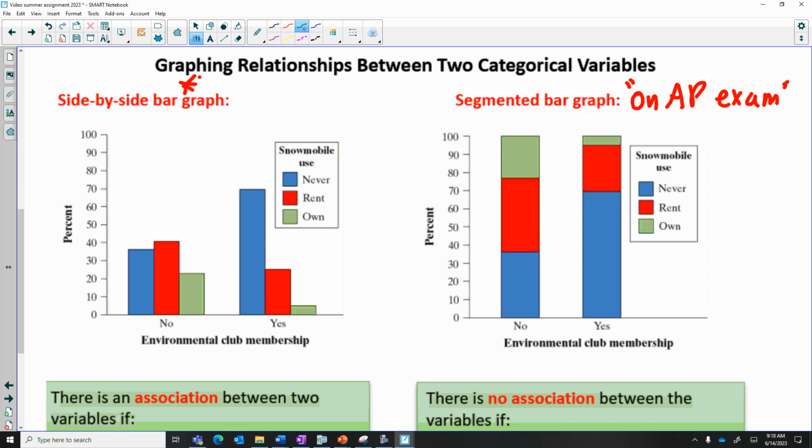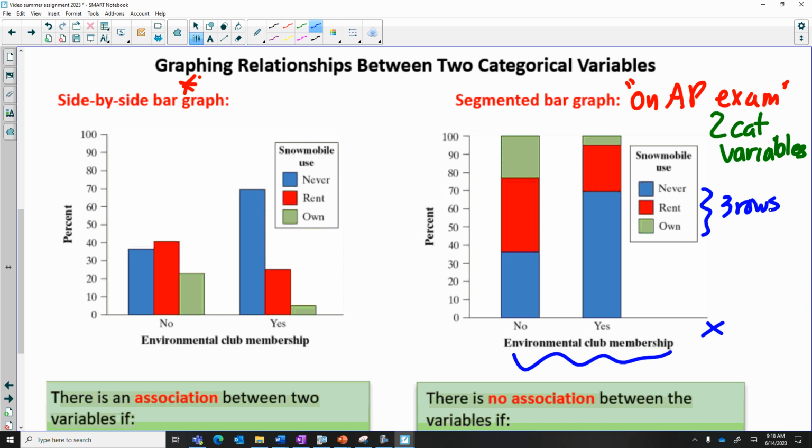So basically this bar graph relates the two variables to each other, and they're both categorical variables, okay? So if you look, they choose one of the variables. In this case, they chose the environmental club membership to be the x-axis. And then they have yes and no, which were the only two options for environmental club membership. And then they do the row breakdown, which there were 3 rows, right? The 3 rows were never use a snowmobile, rent a snowmobile, or own a snowmobile. So they do the row breakdown within the yeses and within the nos out of 100.